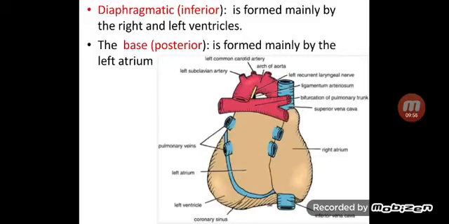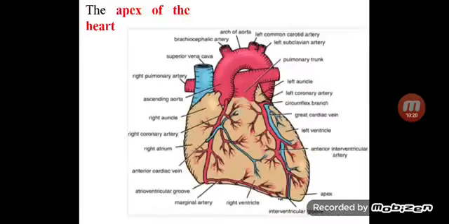The base, or the posterior surface of the heart, is formed mainly by the left atrium, which receives the 4 pulmonary veins. The left atrium and the 4 pulmonary veins open into the left atrium. So the posterior surface is formed by the left atrium. The apex of the heart is formed by the left ventricle.